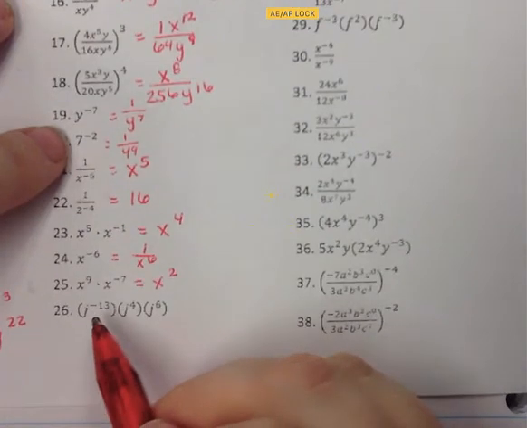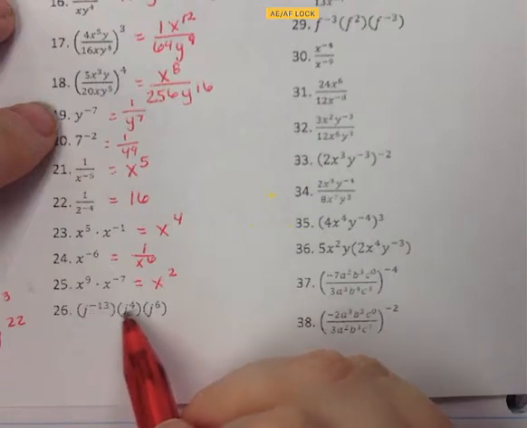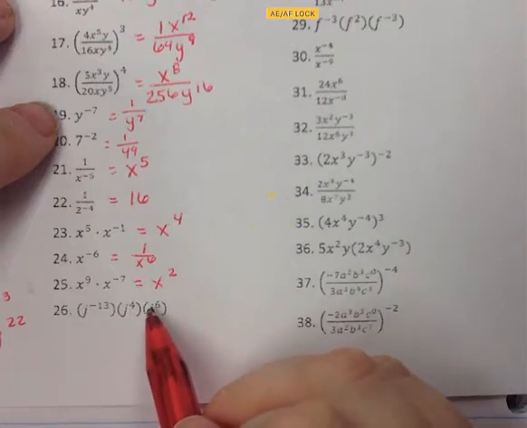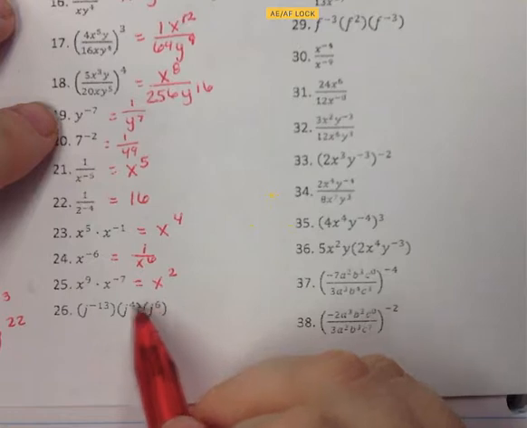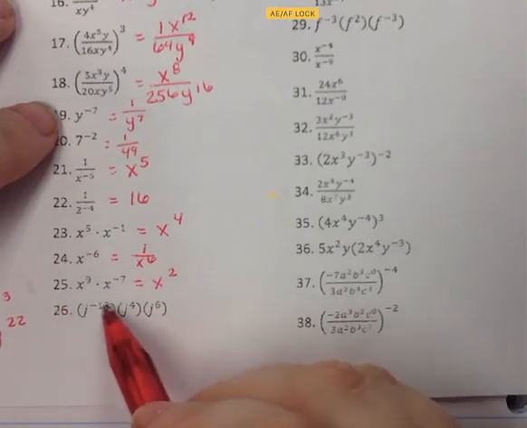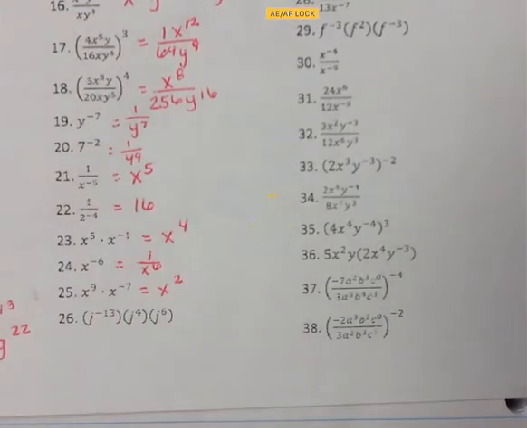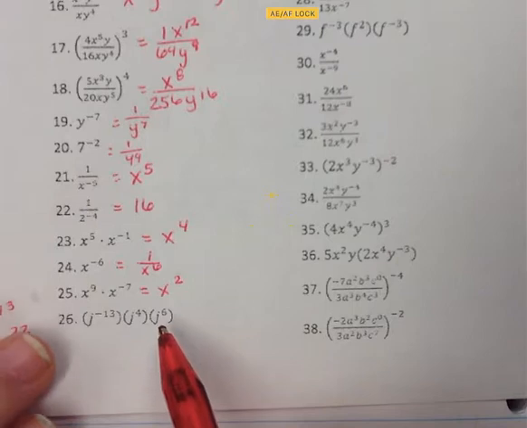Number 26, now this one looks like a bunch, but they're actually the same letters. So you're really just multiplying. This is j times j times j. So what you do is actually add the exponents. It's the same as if we were doing number 23 and 25. Here we're adding the exponents. So it's negative 13 plus 4. Negative 13 plus 4 is negative 9. And then we have to add that 6 to it. So we really have j to the negative 3rd power.